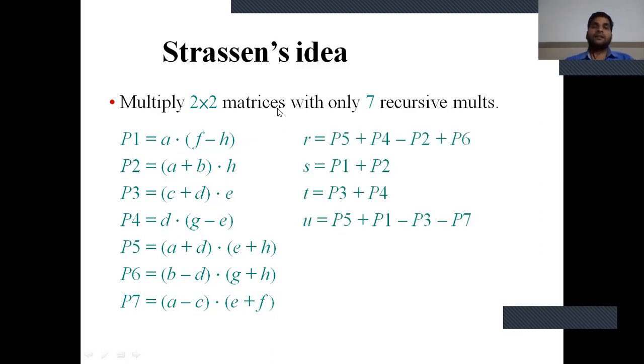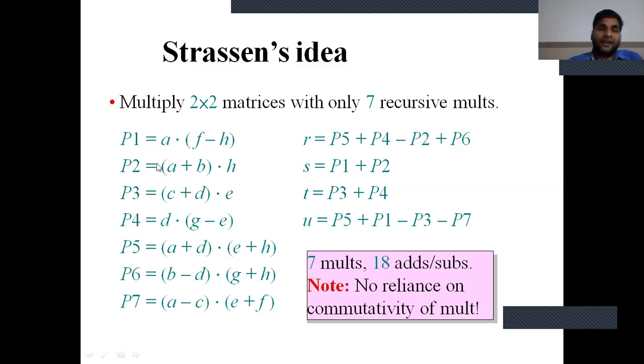And the R value is obtained from the addition of P5 plus P4 minus P2 plus P6. The value of S is found from P1 plus P2. The value of T is obtained from P3 and P4. The value of U is obtained from P5, P1 plus P1 minus P3 minus P7.